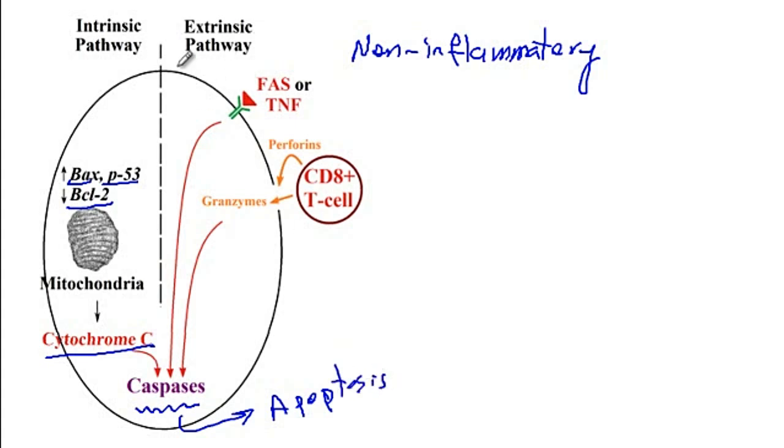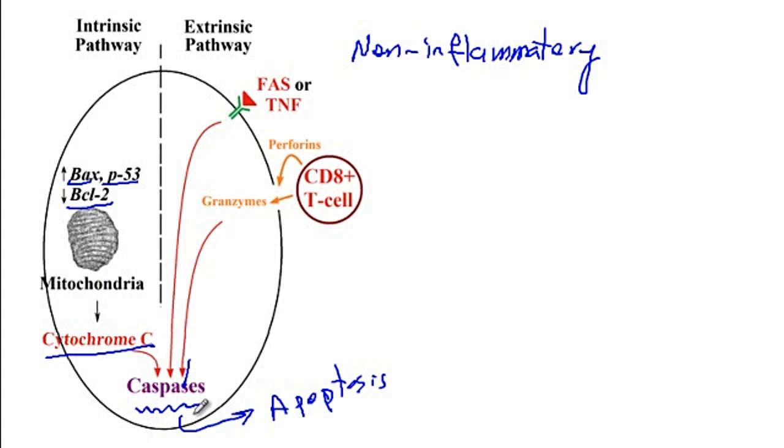On the other hand, with the extrinsic pathway, it can happen either by binding of the Fas ligand or the tumor necrosis factor to its receptor, which will again lead to the activation of caspase, or via the CD8 killer T-cells, which will open the cells by perforins and then release the granzymes inside the cell, which will again lead to the activation of caspase.